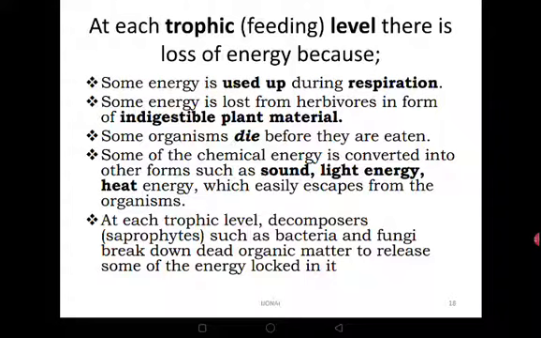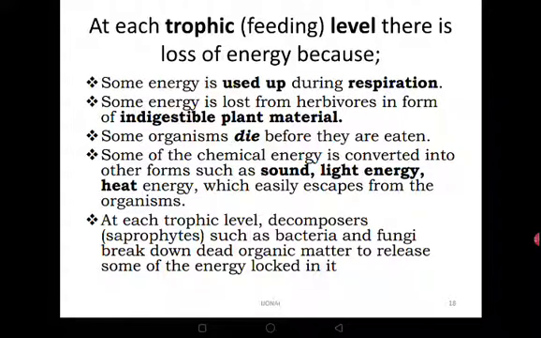Great. Then the next one is some of the chemical energy is converted into other forms such as sound, light, and heat, and so on. These organisms produce heat. Most of the mammals, all the mammals are able to generate their own body temperature. They produce sound, others produce light. You have seen the glowworms producing light. So this energy is lost in those processes there. So this energy escapes from the organisms and cannot be passed to the next.